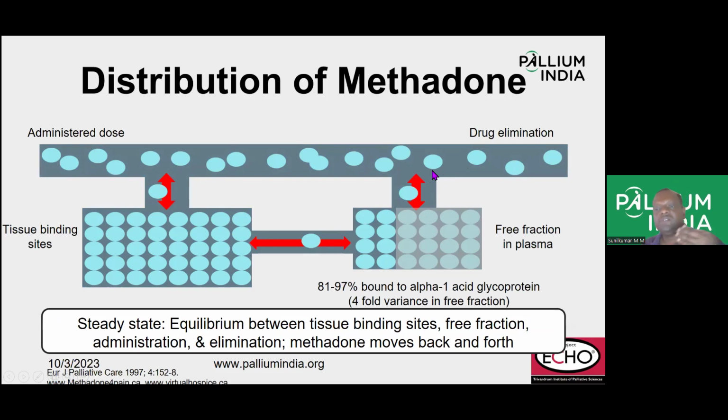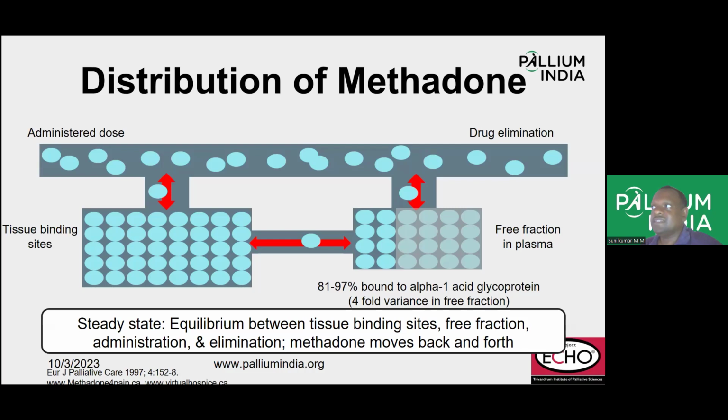The half-life of methadone is about 22 hours. That means methadone will take about 5 half-lives to have a sustained concentration in the blood. So 5 half-lives means approximately 5 days.